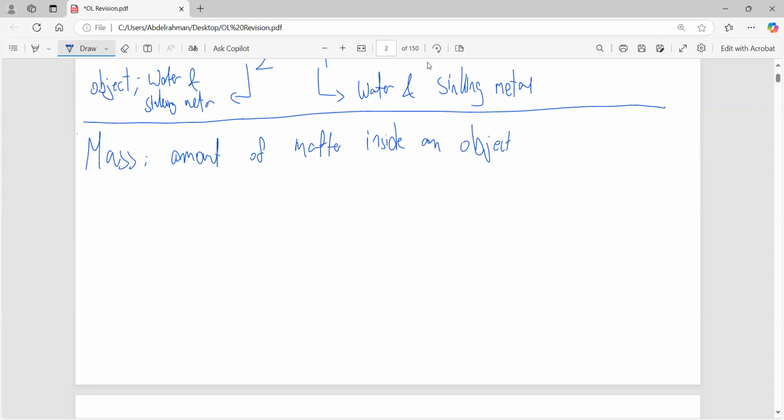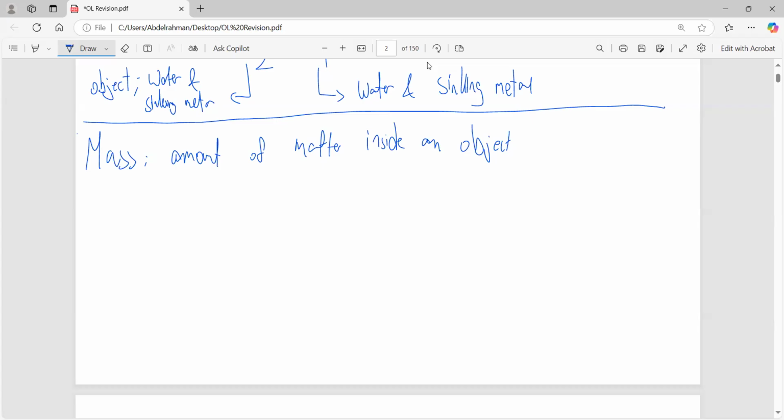Also, there's another definition for mass. It's a lesser known definition. Sometimes they say that mass is the tendency of an object to resist motion. So what do I mean by the tendency of an object to resist motion? If the mass of an object increases, then it will resist the motion more.